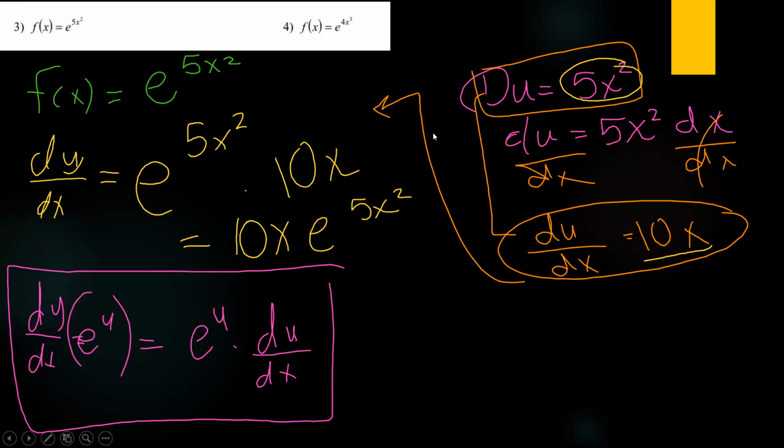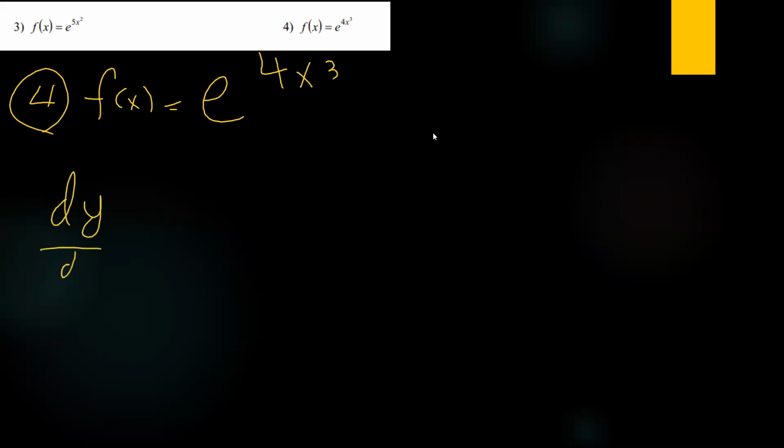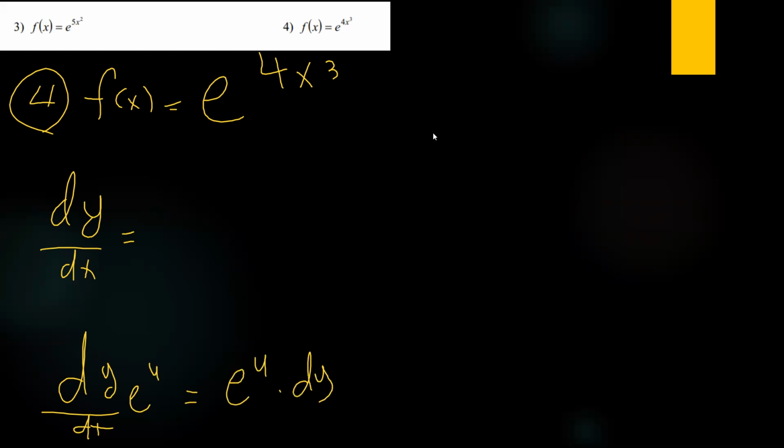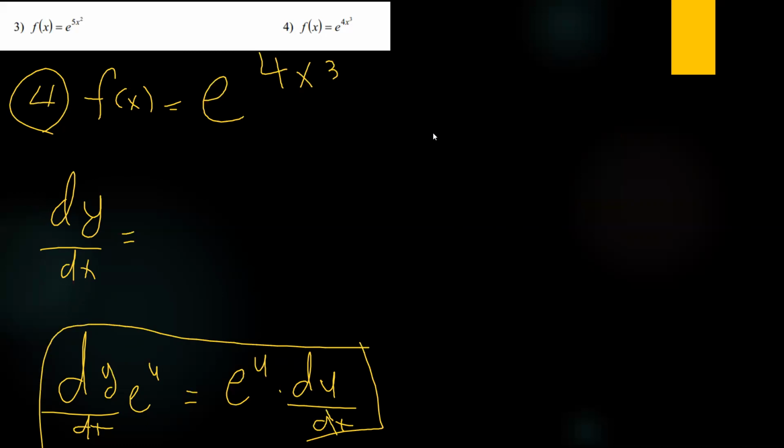Now, number 4. f of x is e to the power 4x cubic. I need now to find dy over dx. So, as I told you, the derivation of e to the power u is e to the power u times du over dx. This is here a reminder. What is the derivation of e to the power u? So now, where is u? u is 4x cubic.